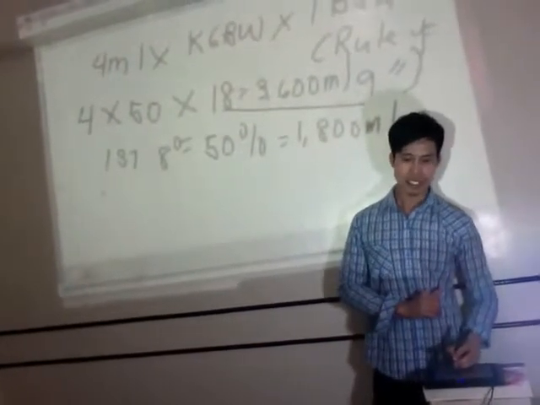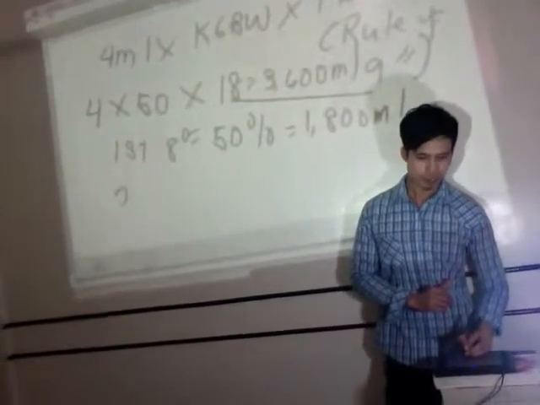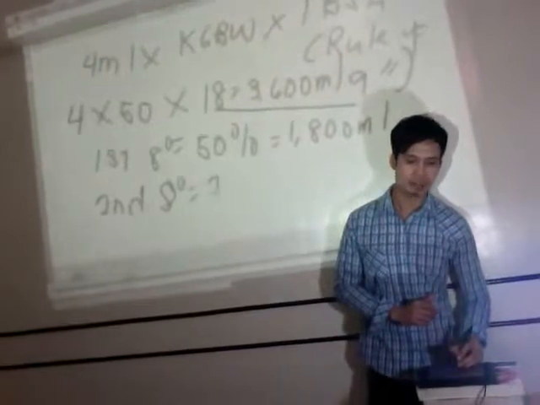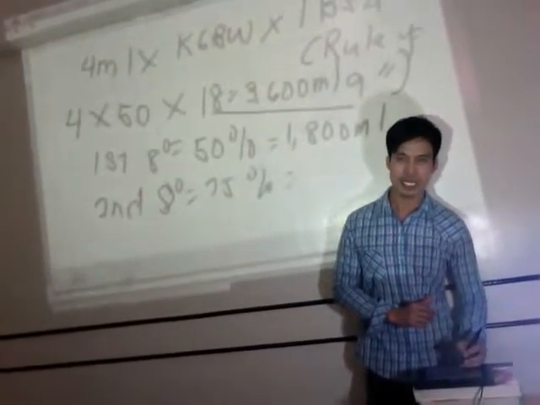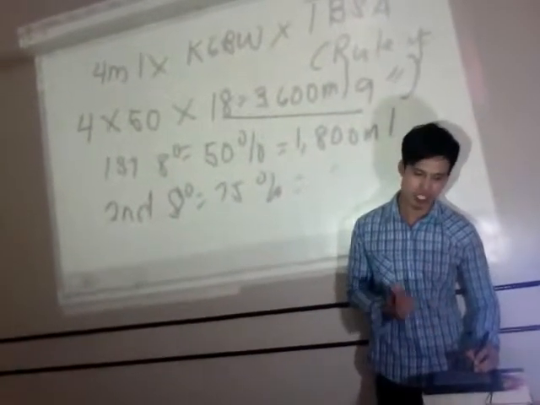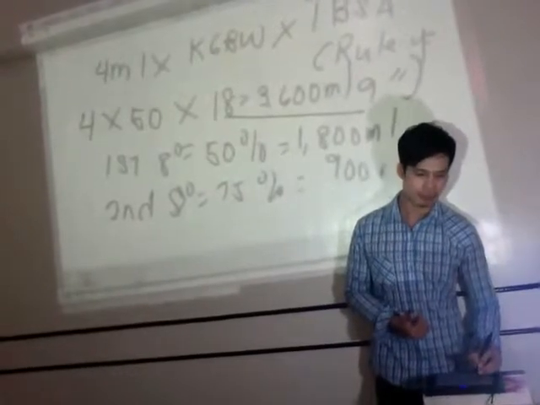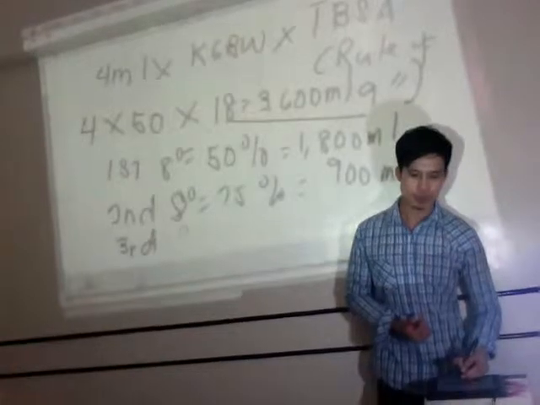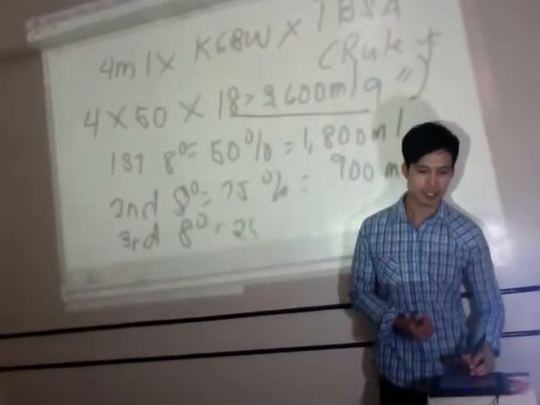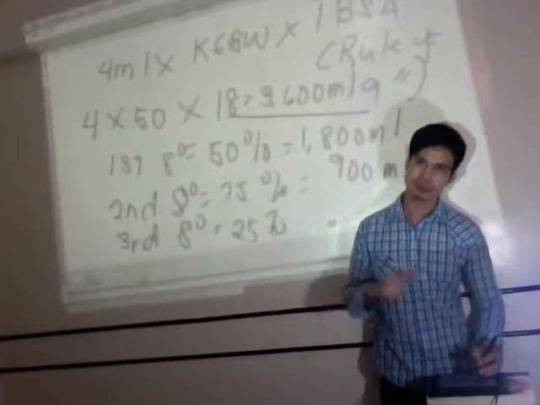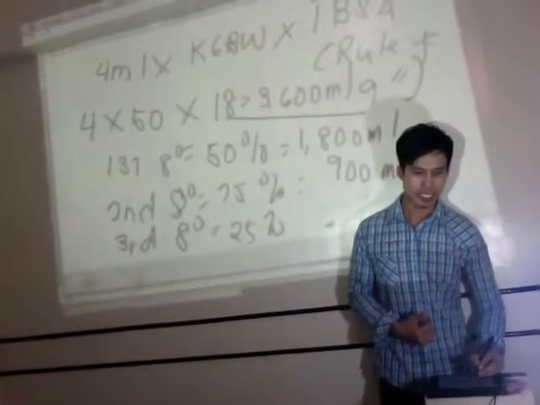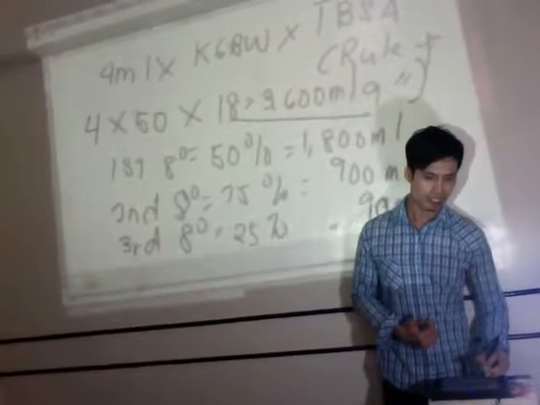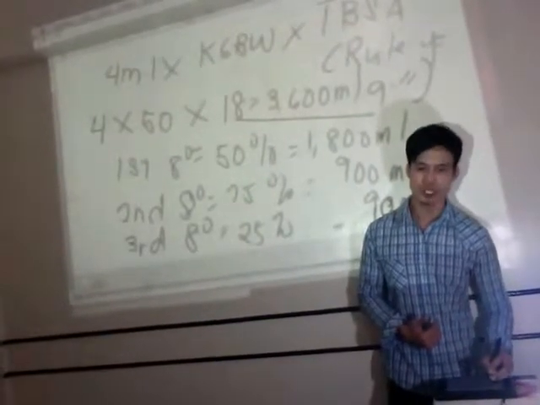Okay, for the second 8 hours, you have to give the next 25% of your 3,600, and that will give us approximately 900 ml for the second 8 hours. For the last, third 8 hours, we have to give the last 25%. Alright? So the last 25% is another 900 ml. So if you can notice, the 3,600 ml is good for 24 hours.